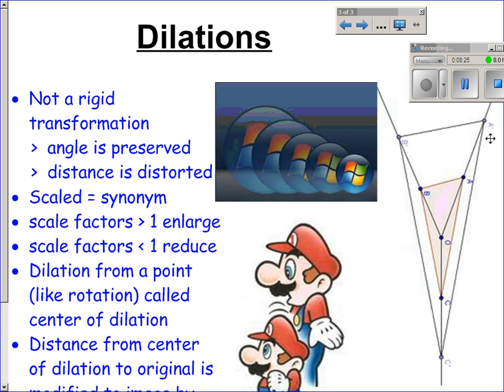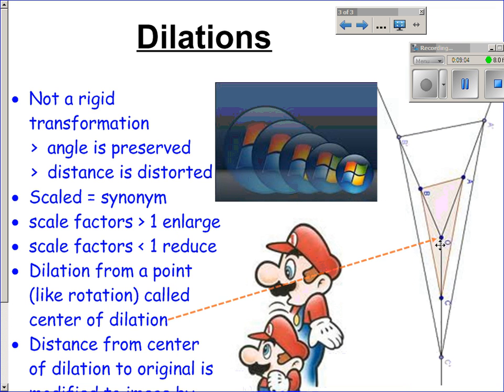So in this image here, A prime, B prime, C prime is similar to ABC because the angles are congruent to the angles in ABC, but the side lengths are not congruent. The side lengths have been changed by a scale factor. Scaling it is another synonym for a dilation. We usually talk about scale factors. As you'll be aware, scale factors greater than 1 enlarge the figure and less than 1 reduce the figure. A dilation goes from a specific point, just like a rotation, and that point is called the center of dilation.